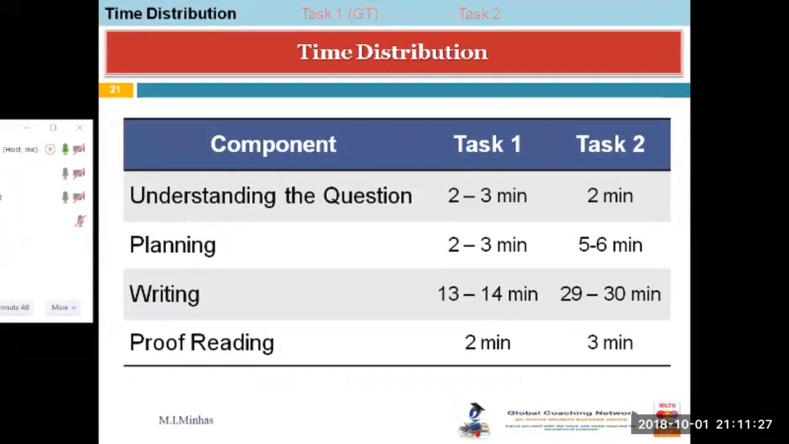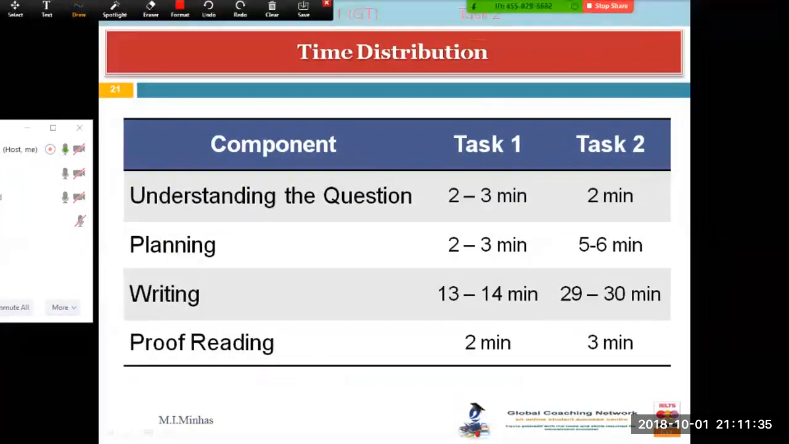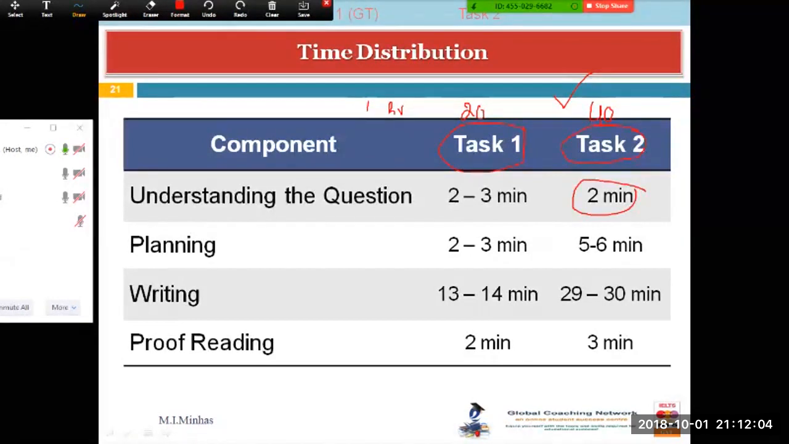Now, first of all, I hope you already know that for the writing test, you have 1 hour in total, and I have given a recommended distribution of time for task 1 and task 2. And we also know that 20 minutes are recommended for task 1 and 40 minutes are recommended for task 2. Generally speaking, right now my focus will be task 2 only. Generally speaking, it takes about 2 to 3 minutes to understand the question.